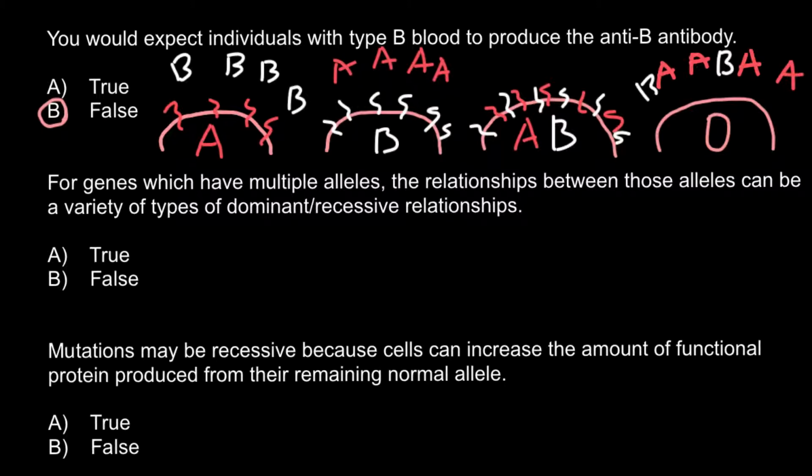And the next statement: for genes which have multiple alleles, the relationship between those alleles can be a variety of types of dominant-recessive relationship. Imagine that this is one chromosome, this is another homologous chromosome, and here we have a site that we call a locus, and 2 alleles.